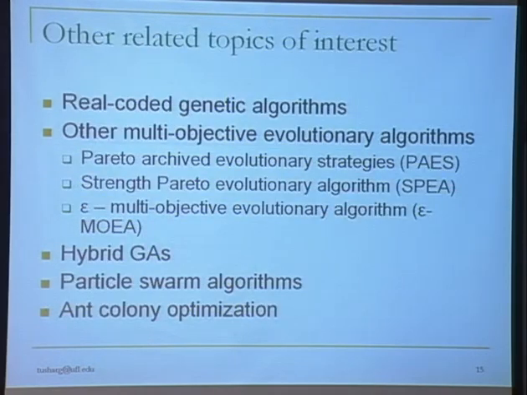There are some more topics which may be of interest, such as real coded genetic algorithms. I have shown the example where we dealt with binary representation, but we can also use real numbers directly. There are a lot of other multi-objective evolutionary algorithms like Pareto archived evolutionary strategies, the strength Pareto evolutionary algorithm, and the latest one, epsilon MOEA, that is epsilon multi-objective evolutionary algorithm. And the other one which I prefer a lot is hybrid GAs.